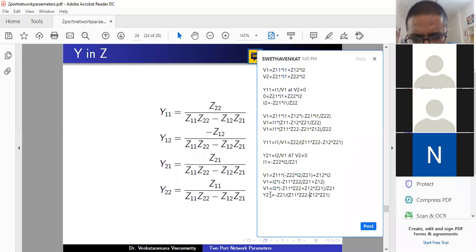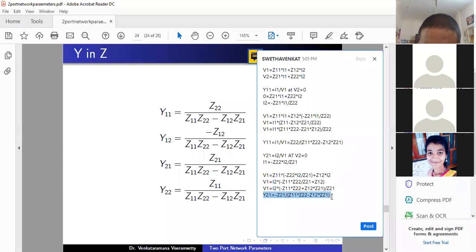But anyhow, just try to verify once again. I think somewhere I made a mistake. Because in the slide it shows that Y21 equals Z21 divided by Z11 into Z22 minus Z12 into Z21, but I am getting Y21 equal to minus Z21 by Z11 into Z22 minus Z12 into Z21. Has anyone identified any mistake from my side in the derivation? Sir, Y21 is right, we also got the same answer. Same answer? So there may be a problem in the slide, no?